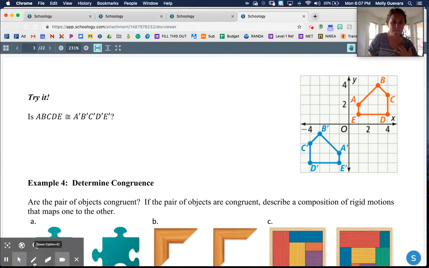Here, I want you guys to give this a go. Is A, B, C, D, E congruent to A prime, B prime, C prime, D prime, E prime? If it is, write the composition. How do you go from the orange to the blue? If it's not, tell me why. So go ahead and hit pause on the video. I really want you to try it, think about it, and then when you are ready to review it, you can go ahead and hit play.